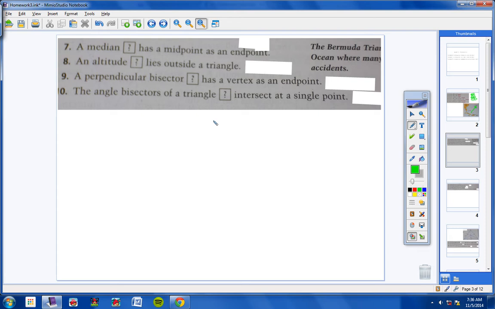We're going to answer true, no, always, sometimes, or never, okay? Always, sometimes, or never. Here we go. A median always has a midpoint as an endpoint. That's always true, guys. Think about it. When you have a triangle and you draw a median, it's always going to start from a vertex, and it's always going to run to the midpoint of the other side.